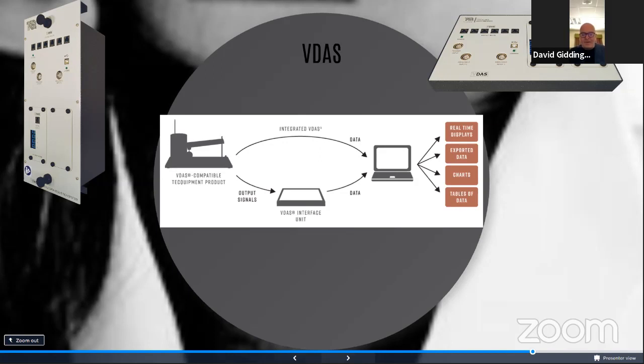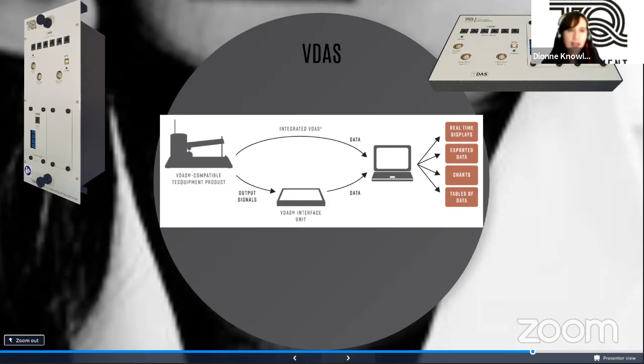So the data can be captured, stored, and exported directly into Microsoft Excel, allowing the students to scamper home and do all their work remote from the lab. So an obvious advantage there for having the VDAS system in place.